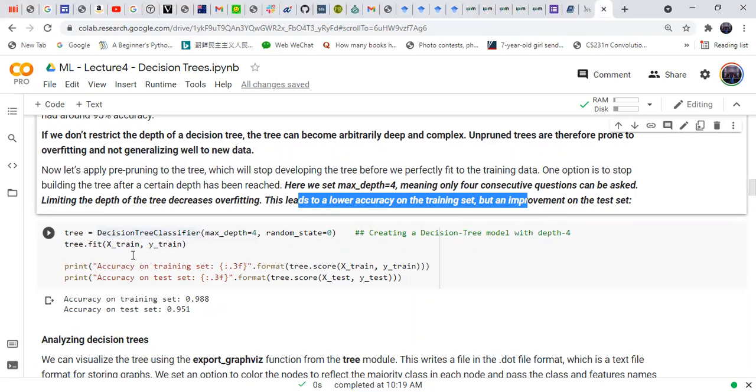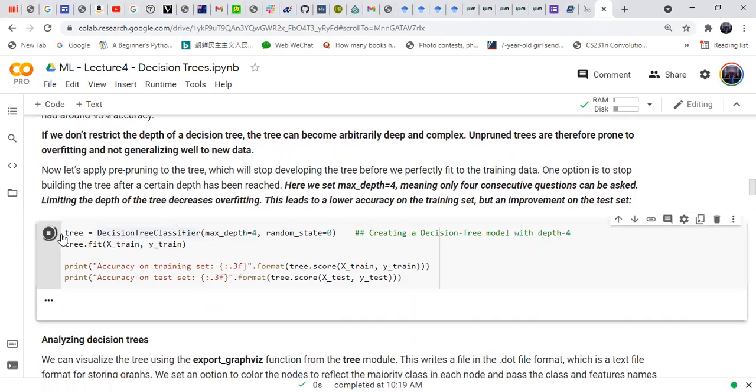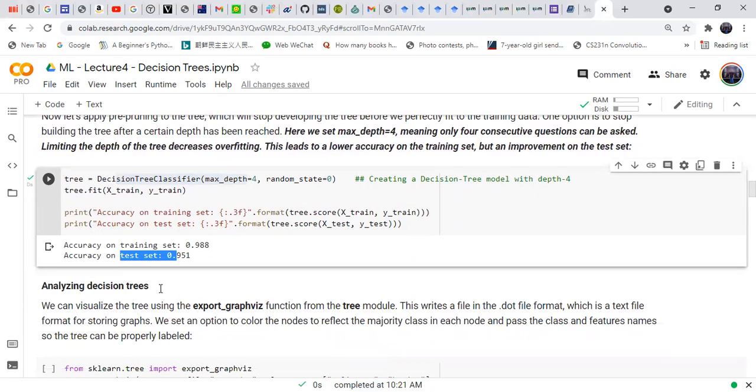So what we do is call the DecisionTreeClassifier, and now we fix max_depth equal to 4, then fit it, test it, and check the accuracy. We see that the training set accuracy is 98% and the test set accuracy is 95%. Next we discuss analyzing decision trees.